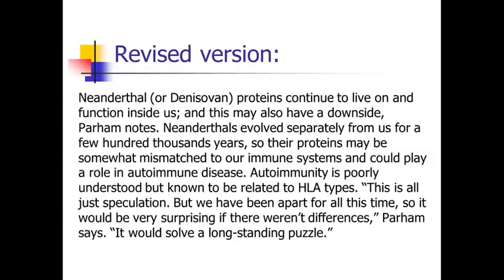And this may have gone through me looking back at it once or even twice. So Neanderthal or Denisovan, that's the archaic part, proteins continue to live on and function inside us. And this may also have a downside, Parham notes. Neanderthals evolved separately from us for a few 100,000 years, so their proteins may be somewhat mismatched to our immune system and could play a role in autoimmune disease. Autoimmunity is poorly understood, but known to be related to HLA types, and then we get the quote.